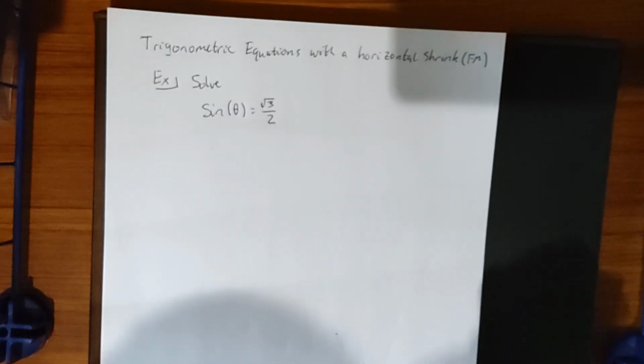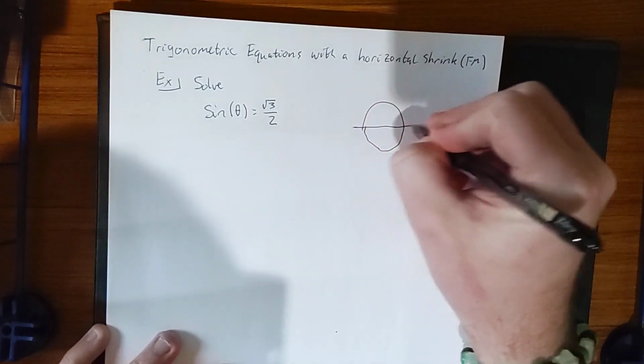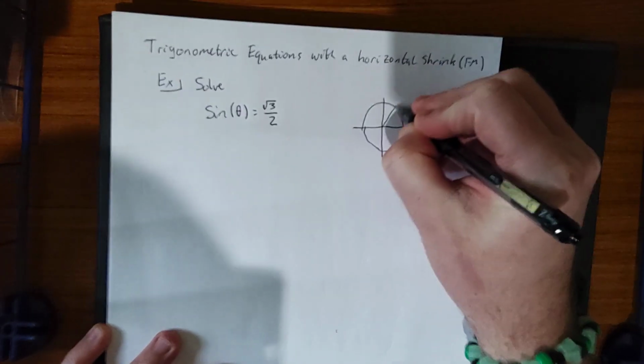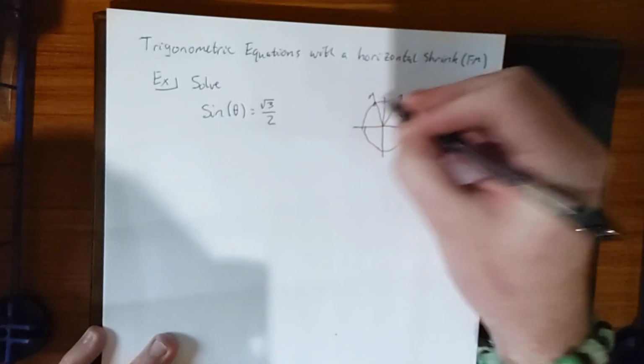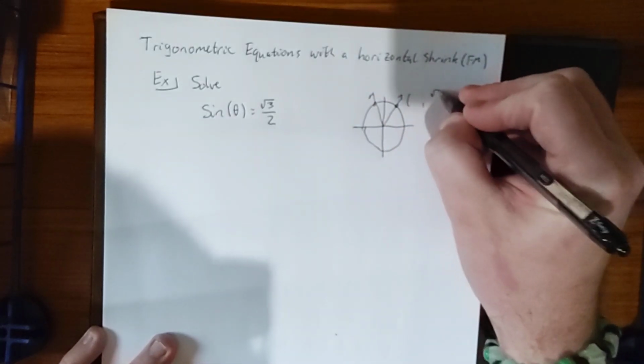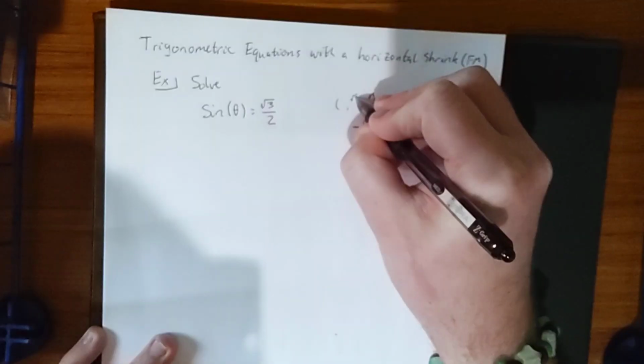Now, because we have something involving a sine, and because it is a positive value, that means that we would be looking for a total of 2 angles. Those 2 angles would be the 2 angles from the unit circle, where we would observe a y-coordinate of root 3 over 2.